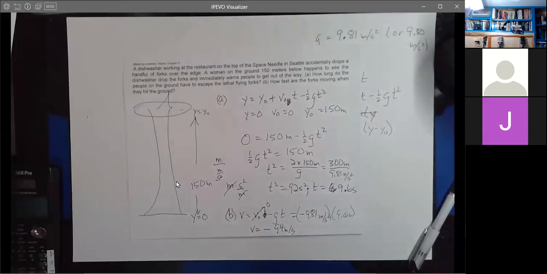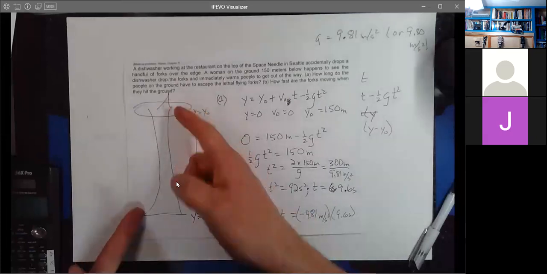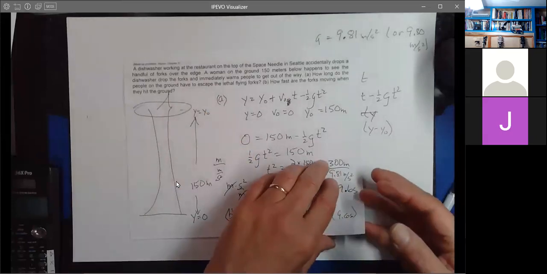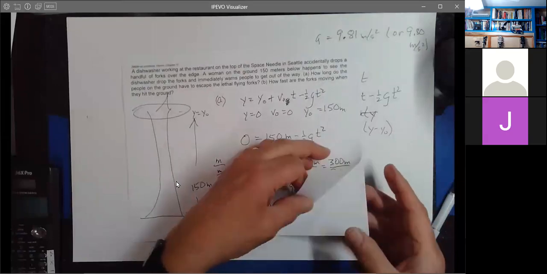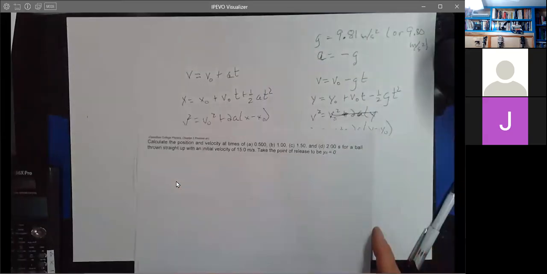Okay, any questions on that one? I guess you have to pretend that's the Space Needle, but okay, let's see what else we can do.